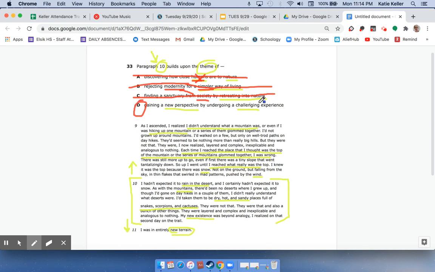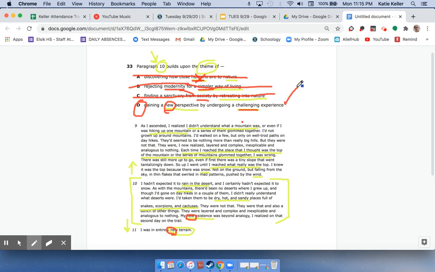We see that number one, she has gone through a challenging experience. She's climbing a mountain, right? But also that idea of a new perspective, that idea of newness, new existence, new terrain is repeated twice, both in paragraph 10 and 11. So I know that through text evidence, D is the correct answer.